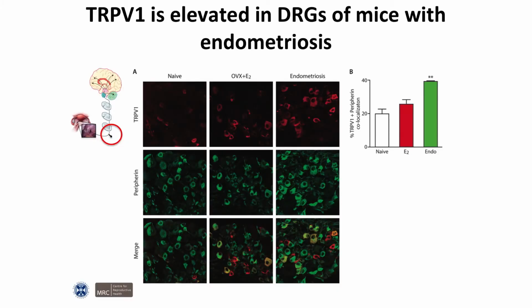And we then went on to look at the protein expression of TRPV1 in the DRGs of mice with endometriosis. So this dual immunofluorescence is showing TRPV1 in red and peripherin in green. So peripherin marks the nuclei of the small diameter nerve fibres. And we found that significantly more of these peripherin positive DRGs were expressing TRPV1 in our mice with endometriosis, and this was quantifiable and statistically significant.